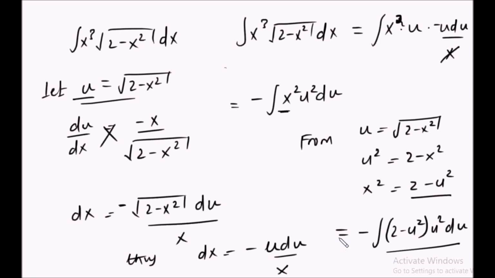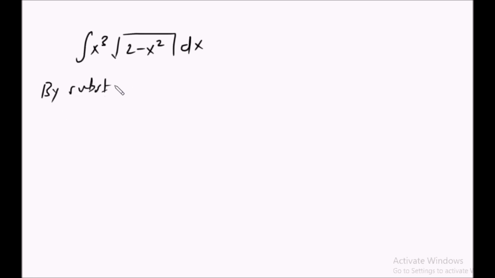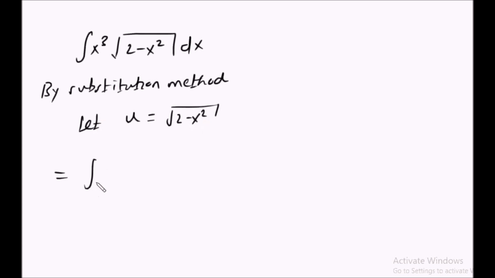So let me start a fresh page. So I had to integrate this one. X cubed is the square root of 2 minus x squared with respect to x. So I said I use substitution method. So I just let u is what? Is the square root of 2 minus x squared. So nikaja kupata hile kumbe ni sawa na negative, we have 2 minus u squared du. Okay? So I have changed the what? The variable, the independent variable from x to u.